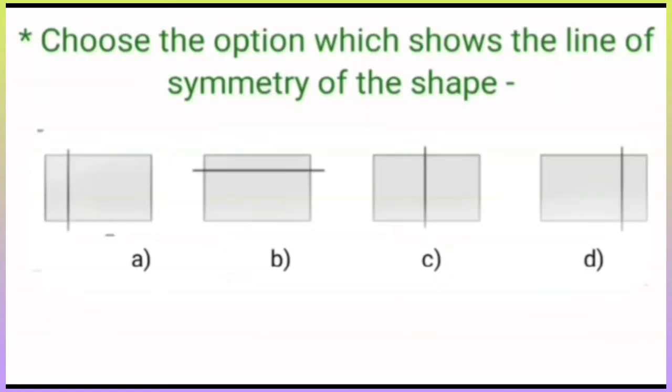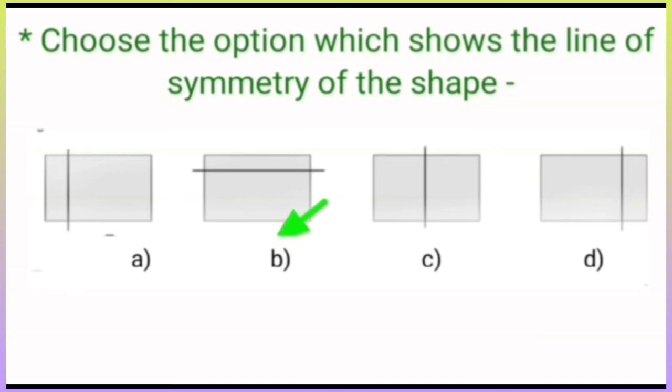Now, the next question is: choose the option which shows the line of symmetry of the shape. Here, we have been given a shape and we have to find which line divides the given shape into two equal parts. That will become a line of symmetry. We will start from option A. Here is the line. Is it dividing into two equal parts? No. So this is not the correct one.